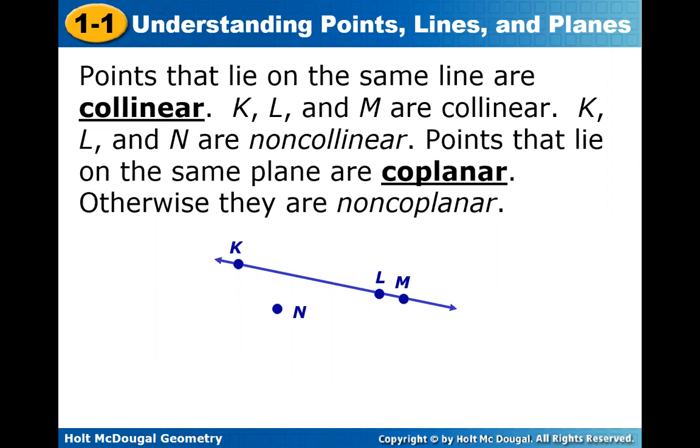So in this case, just by adding something like N, I am turning K and L, which are collinear, to non-collinear, right? K and L may be collinear, but as soon as I add N in here, these 3 points are non-collinear because N does not lie on that line, right? Points that lie on the same plane are coplanar, and we can call points that do not lie on the same plane non-coplanar.